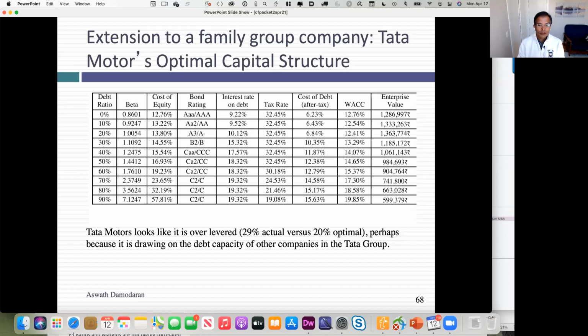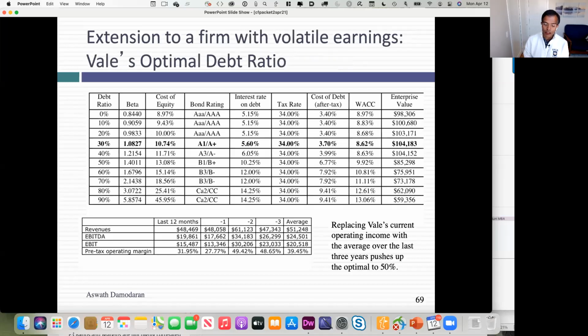So you can use this on emerging market companies. You can use this in different currencies. The end game is you're trying to minimize your cost of capital. And that's all I'm doing here, changing the debt ratio to see where the cost of capital is minimized. Will this work on a commodity company? I don't see why not, with one caveat.